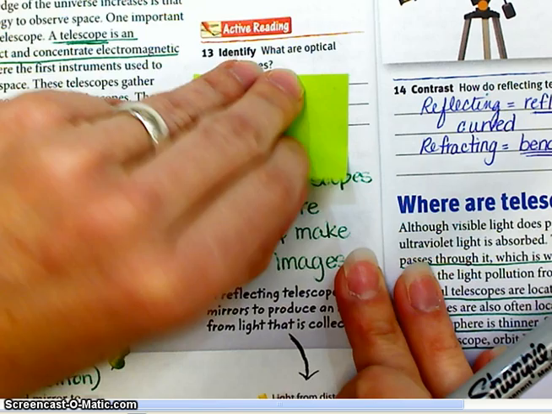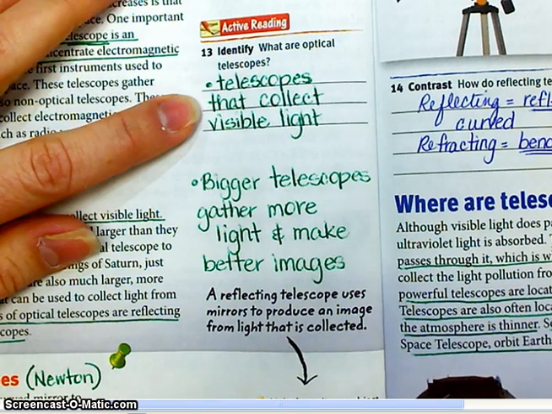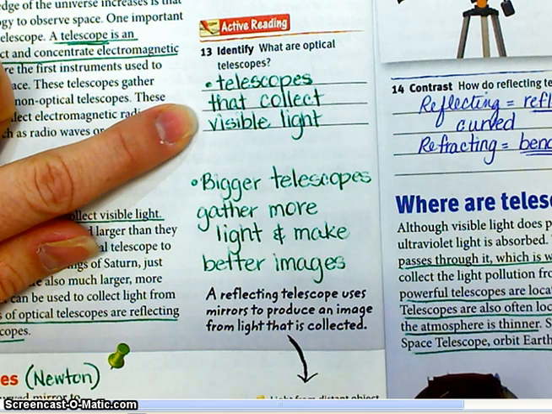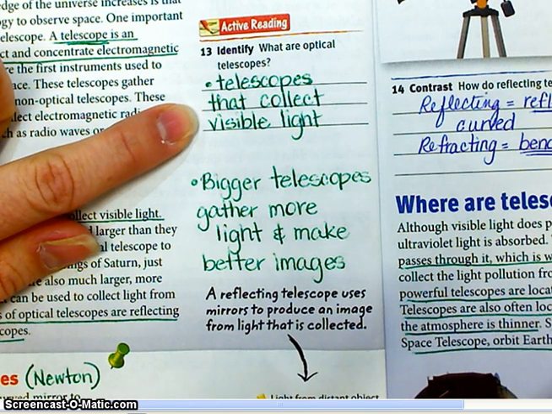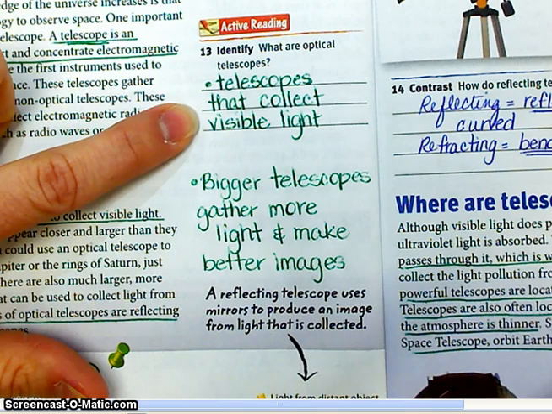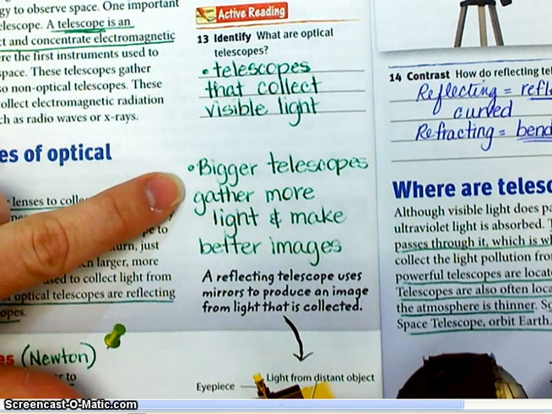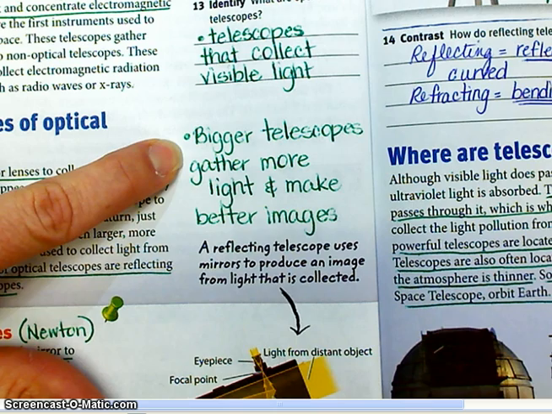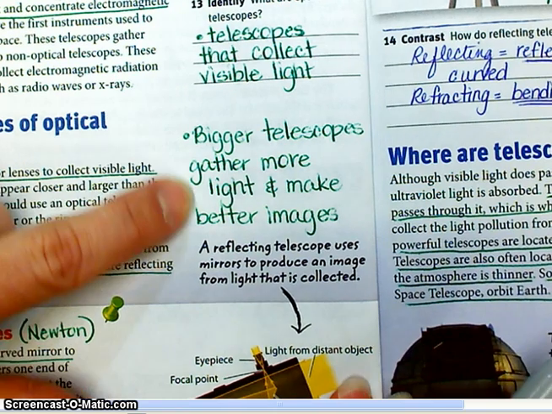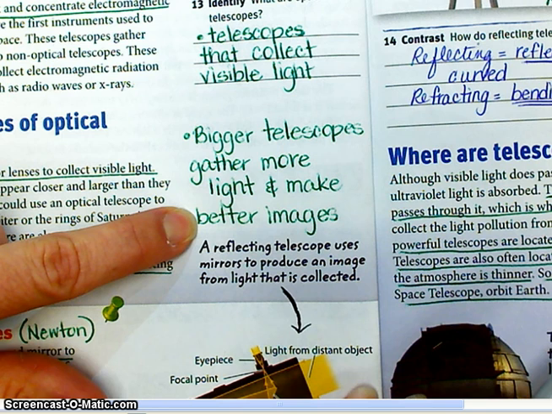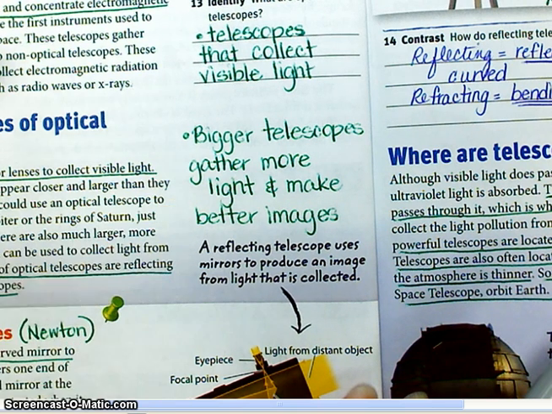So over here, what are optical telescopes? Optical telescopes are telescopes that collect visible light, meaning the parts of the electromagnetic spectrum that we can pick up with our eyes. And you need to remember that bigger telescopes can gather more light, and because they're able to gather more light, their images are better. So the bigger the telescope, the better the image is usually. It doesn't always mean that it's a bigger image, but it's a crisper, sharper image.